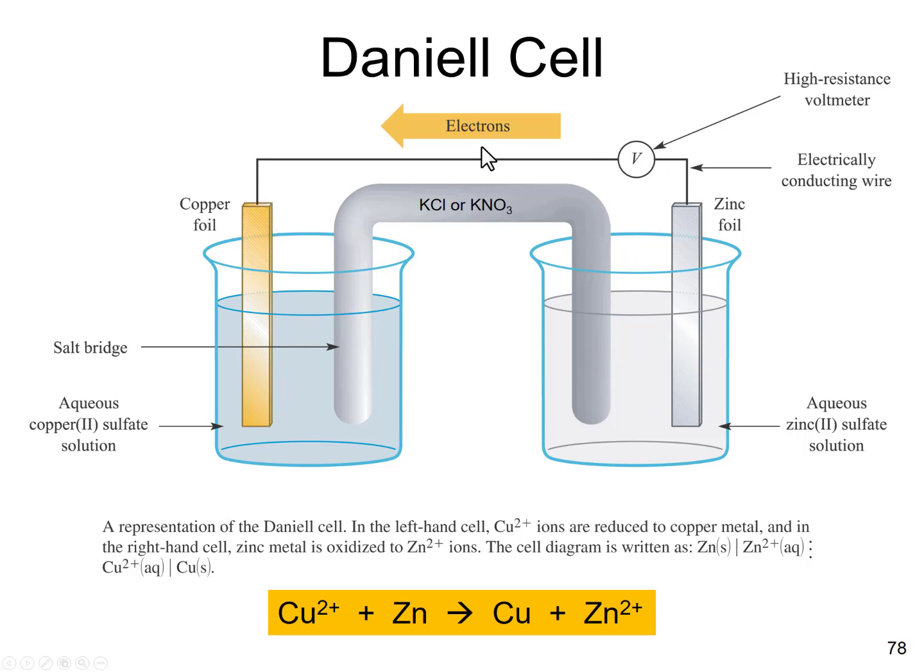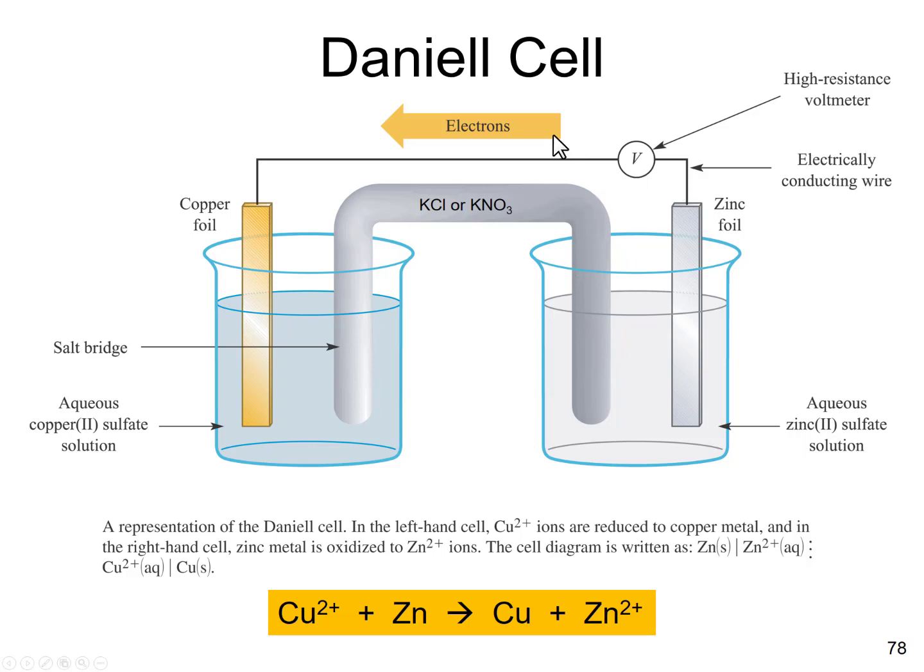Now, if you connect these two foils with each other, then electrons would flow from one side to the other side. In this particular case, the electrons would flow from the zinc to the copper cell. And in order to provide neutrality in terms of ions, you have this ion bridge.